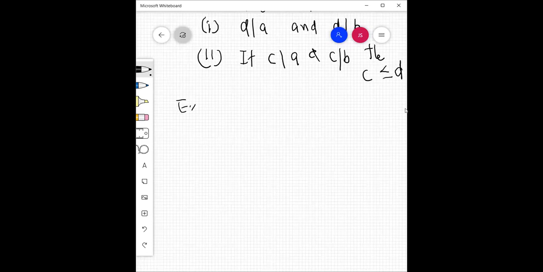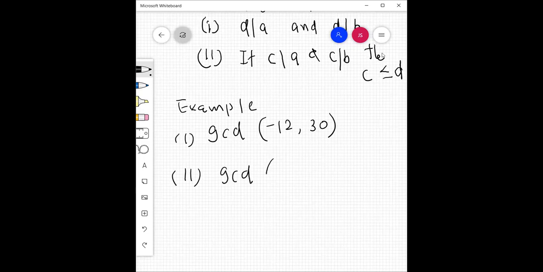Now, example. So let's see this example. Find the greatest common divisor of minus 12 and 30. Put your answer in the chat box. That is the first one, and the second one is GCD of minus 30 and minus 12. Put your answer in the chat box, to both questions.